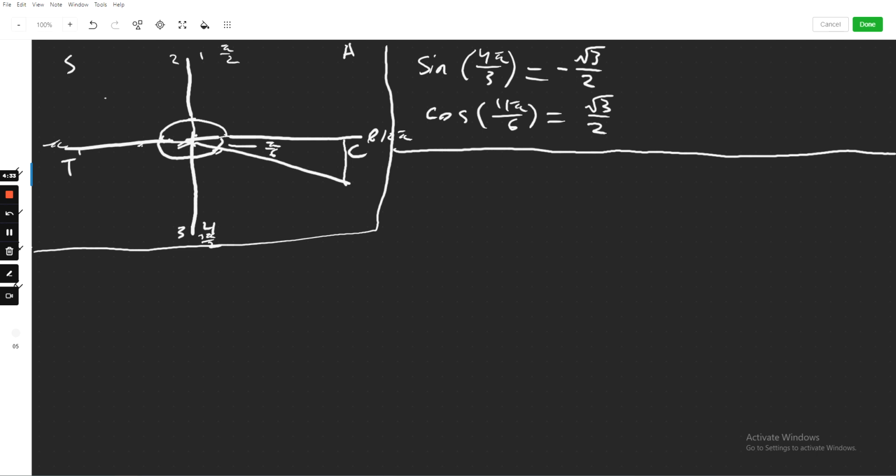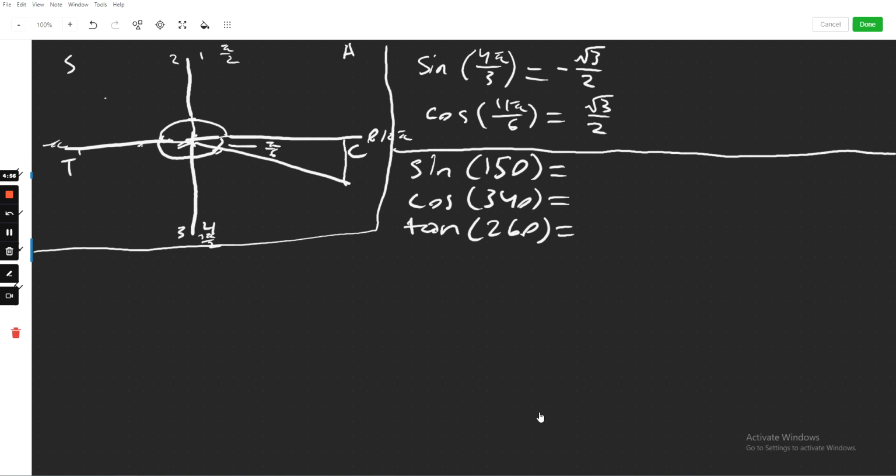So we can use the related acute angles in order to state equivalent expressions of sine 150, cosine 340, and tangent 260. First we have to determine where the terminal arm is in order to figure out what the value of the trig ratio is, whether it is positive or negative. So first we have sine 150.